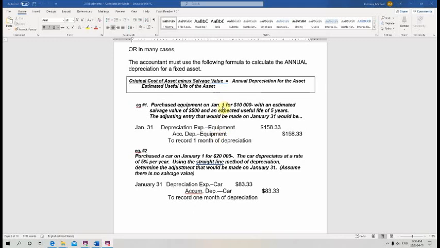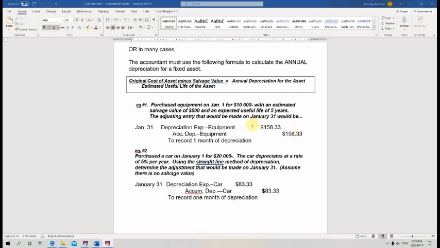All right, so if we plug this into our formula, the original cost, 10,000 minus 500, divided by 5, you get $1,900. So how in the heck am I getting 158.33? The reason is, I have to now multiply that 1,900 by 1 over 12 because I need 1 month's worth, or take that 1,900 and divide by 12 because there's 12 months in a year. That's how I'm getting that 158.33.